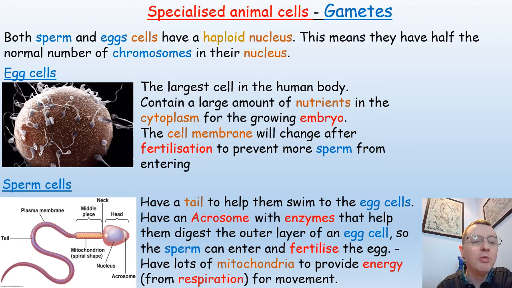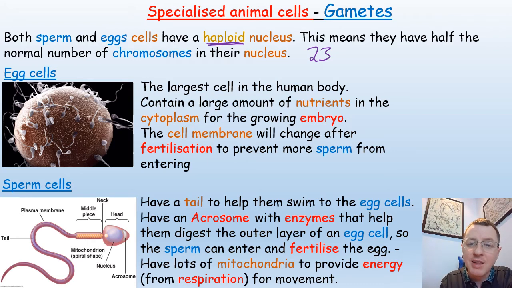Two of the more well-known specialized cells in the human body are the egg cell and the sperm cell. The egg cell is the largest cell in the human body, and the sperm cell is the smallest cell in the human body. Both sperm and egg cells have a haploid nucleus. This means they have only half the normal number of chromosomes in their nucleus. In the case of humans, that means they have 23 chromosomes rather than the more usual 23 pairs, or a total of 46.